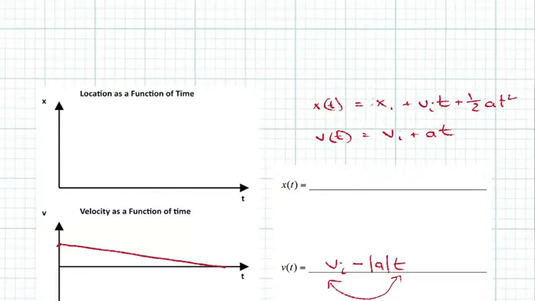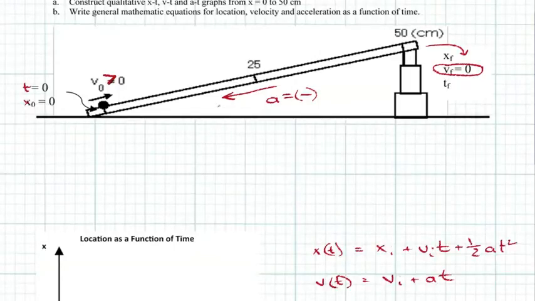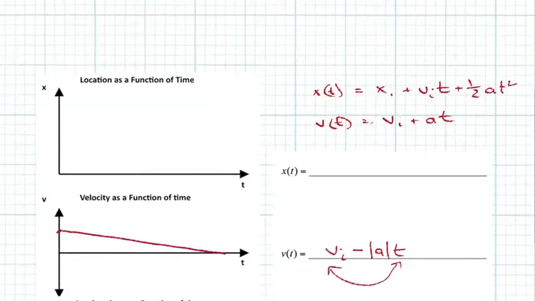Well, what is our initial position? Let's go back up here again. Sorry for the sliding up and down the whole time. Our initial position is 0, so we're going to drop that out. But we have an initial velocity, so it's going to be vi times t. And we do have an acceleration, although it's negative, so minus 1/2 absolute value of a times t squared.